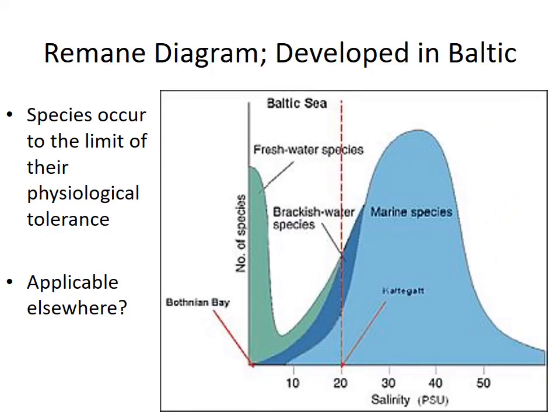So scientists have been studying the Baltic Sea for a long time because it's in northern Europe, which is an area that's been wealthy and highly developed for a long period of time. So scientists, including the German scientist named Remane, have studied what species are found in what different regions of the Baltic Sea, and Remane sort of tallied up the number of different species that he found in waters of different salinity in the Baltic Sea and created this diagram, which is now known as a Remane diagram.